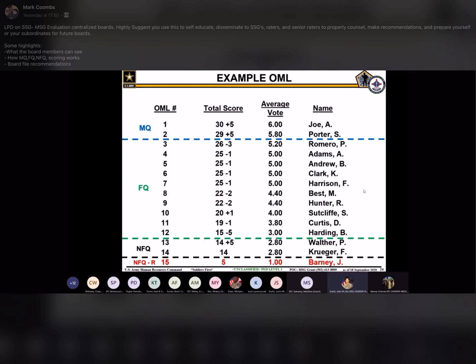So more than likely, Joe will know. Today's the 15th of October. So Joe will get notified. You know what, Joe? In your MOS for 11 Bravos, they need to promote 2 this month. So Joe will know because Joe will see the by name. Joe and Porter will both see their by name selection. They'll see the orders, and they will be promoted the 1st of November. Romero Adams, Andrew Clark, they're just going to have to wait month to month to see if a requirement comes down for their MOS.